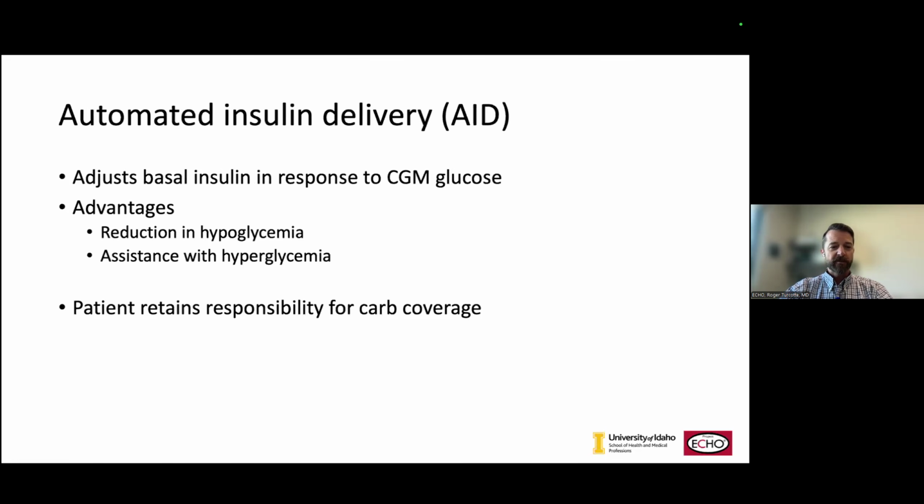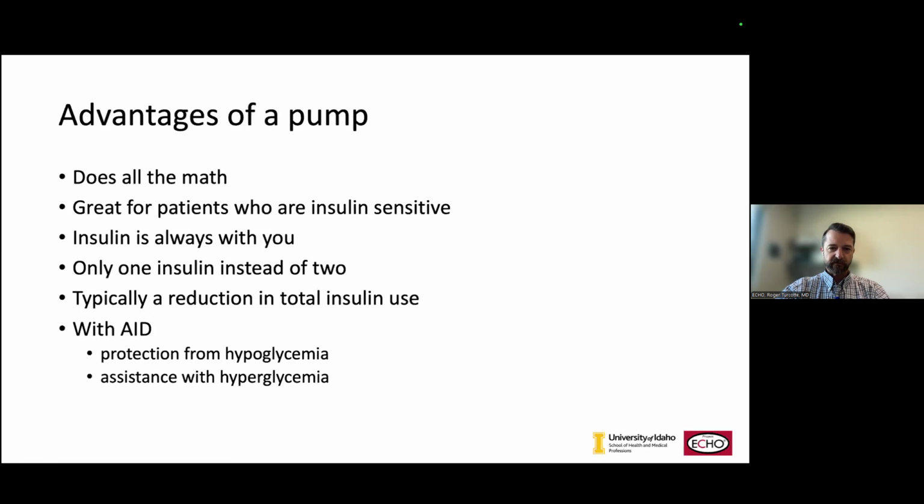And then pumps now have various ways of helping with hyperglycemia. Whether it's after a meal or a patient forgot to dose, it can give more insulin via the basal rate. But as of today, patients still have the responsibility for carb coverage. You have to cover carbs. Someday that may change, and it may be changing a little bit now, but it's still definitely the case. Your patients will do better if they're covering carbs.